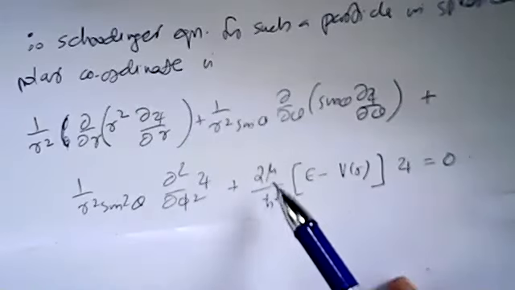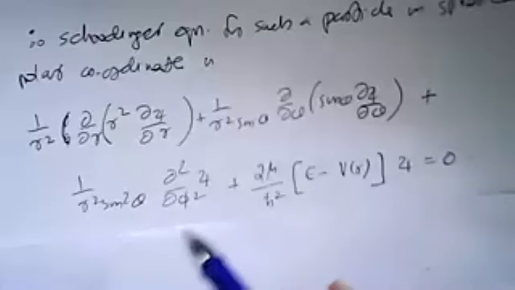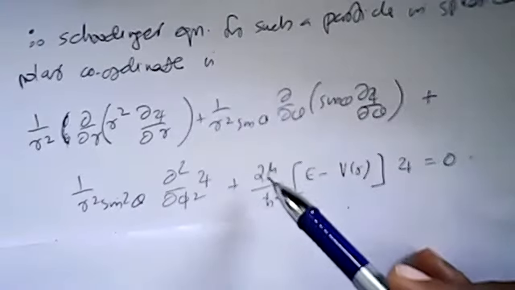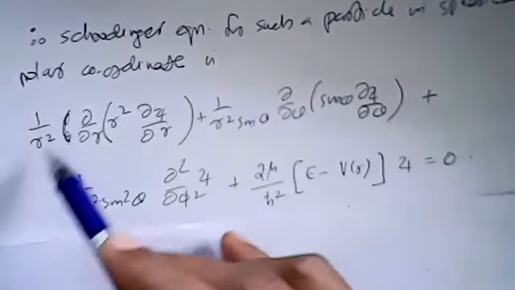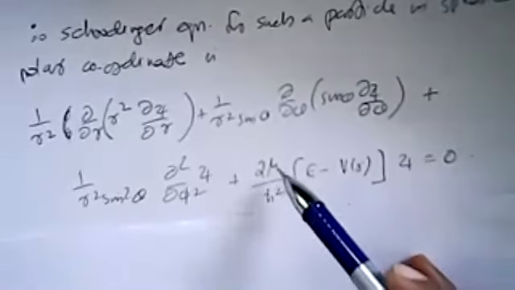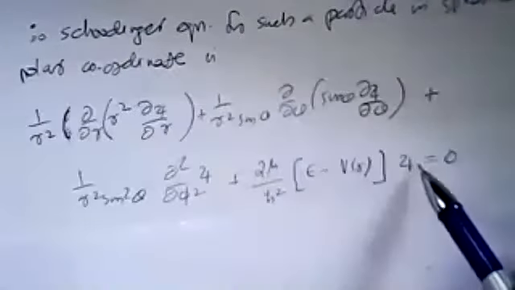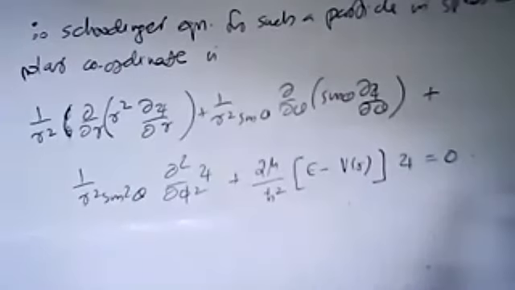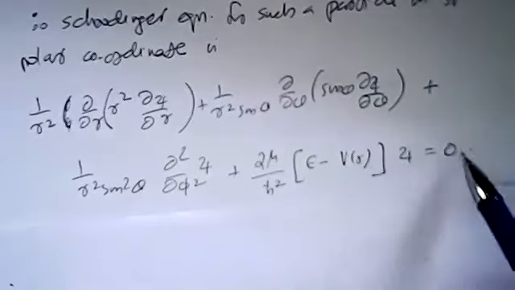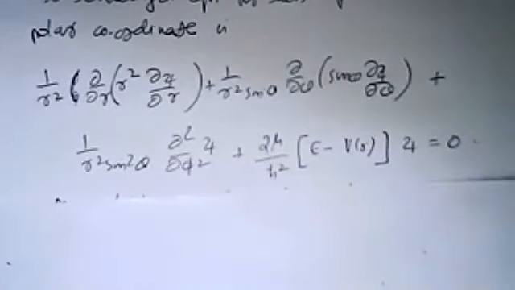plus 2 mu by h cross square. So I have taken that minus h cross square by 2 mu to cancel in the first term and multiplied with the second. Okay, so 2 mu by h cross square, then E minus V of r into psi. E I have taken from the right side to the left side. So E minus V of r into psi equal to 0. It's very easy, up to this, very easy.